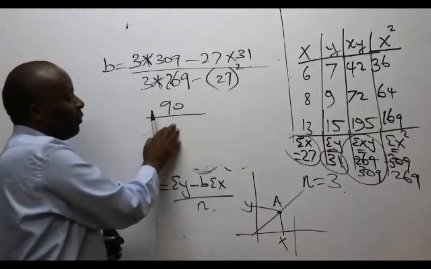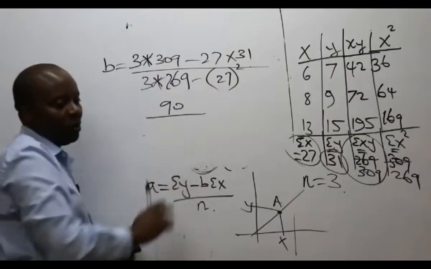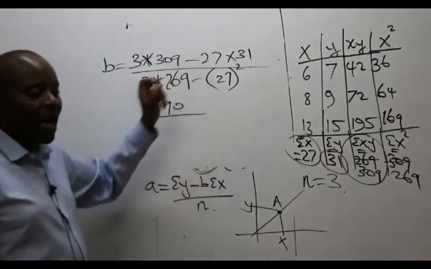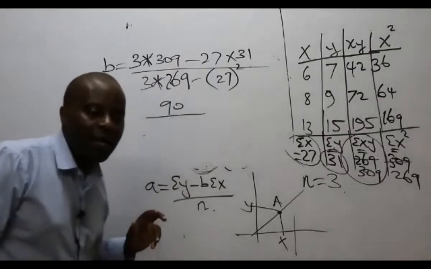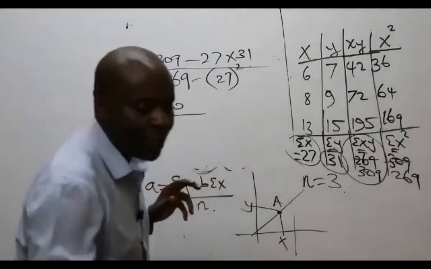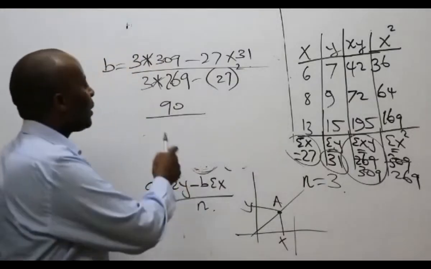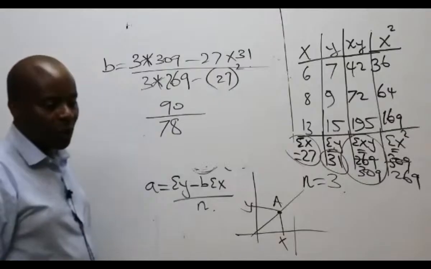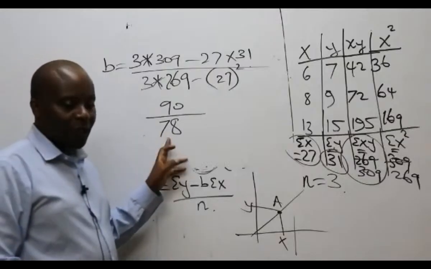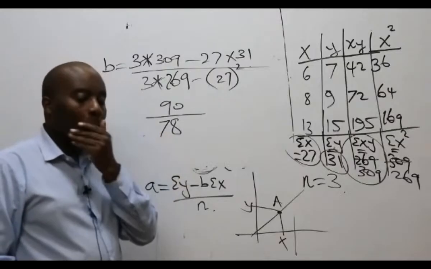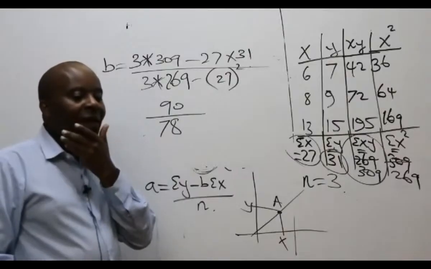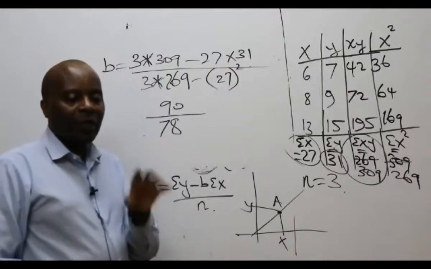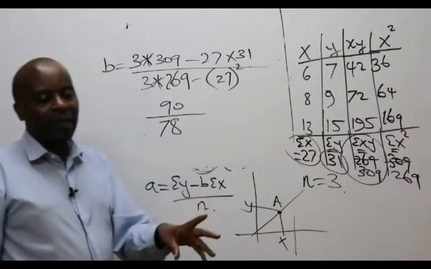Can a different student give me the value of the denominator now? Denominator is 3 times 269 minus open brackets 27 squared. 27 squared, according to Fatma, gives me 78. Of course, I would want this corroborated. I would want another student to confirm whether this 78 is correct. Sharon Gaetano, very good. Collins has also confirmed the 78. Maureen has also confirmed the 78.